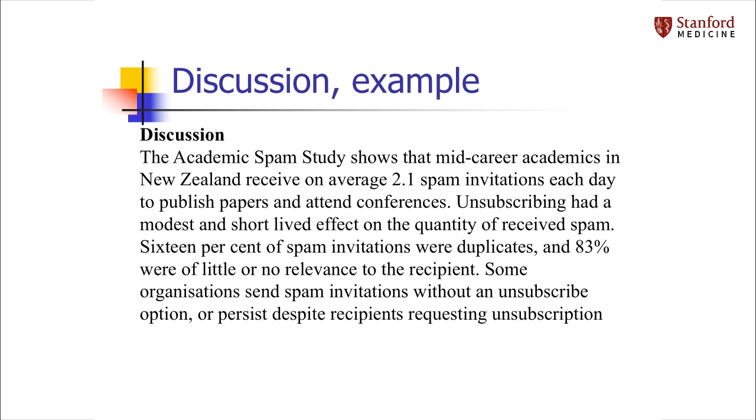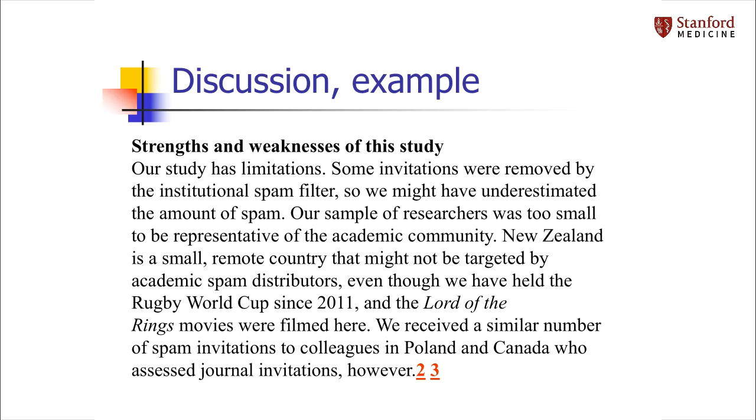If you keep reading along here, you'll also learn that 16% of spam invitations are duplicates, they found. And then in terms of relevancy, they found that 83% were of little or no relevance to the recipient. And in terms of suppressibility, the authors found that these emails are hard to suppress. So they answered basically all of the questions that they set out to answer right there in the first paragraph of the discussion section. Then they jump into the strengths and weaknesses of the study.